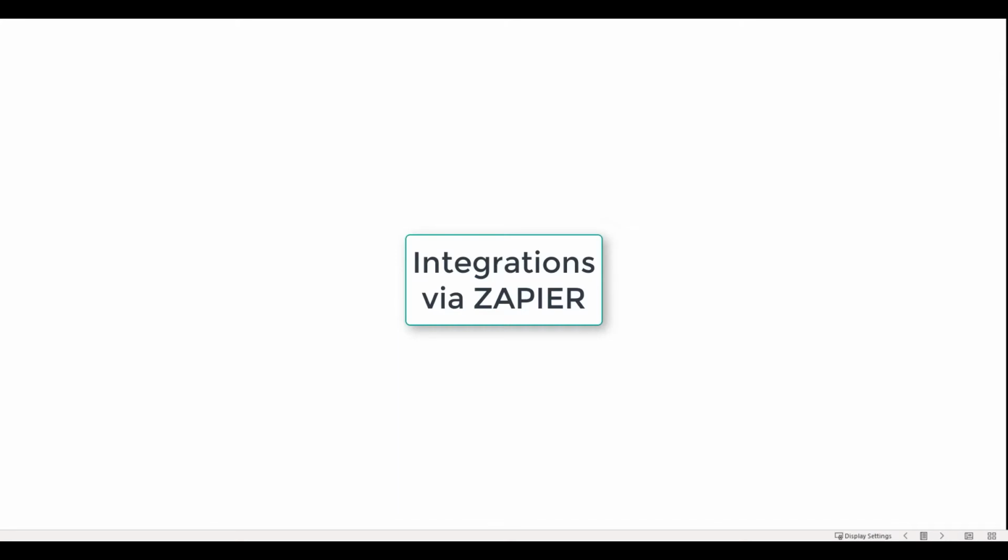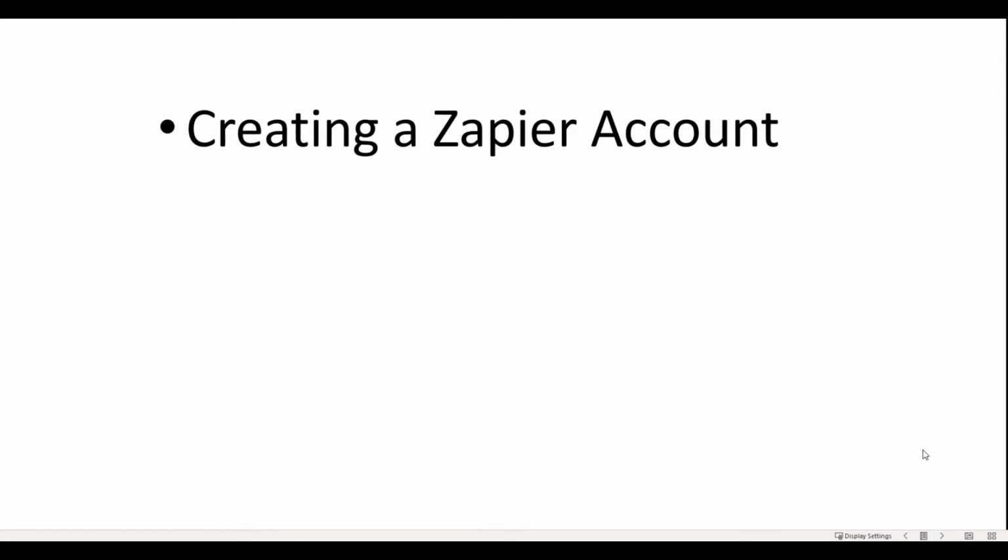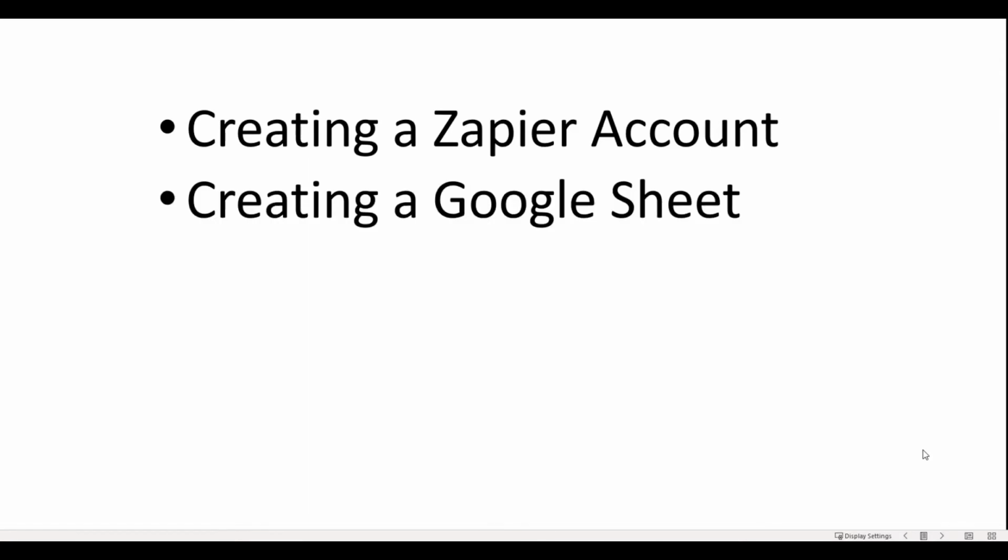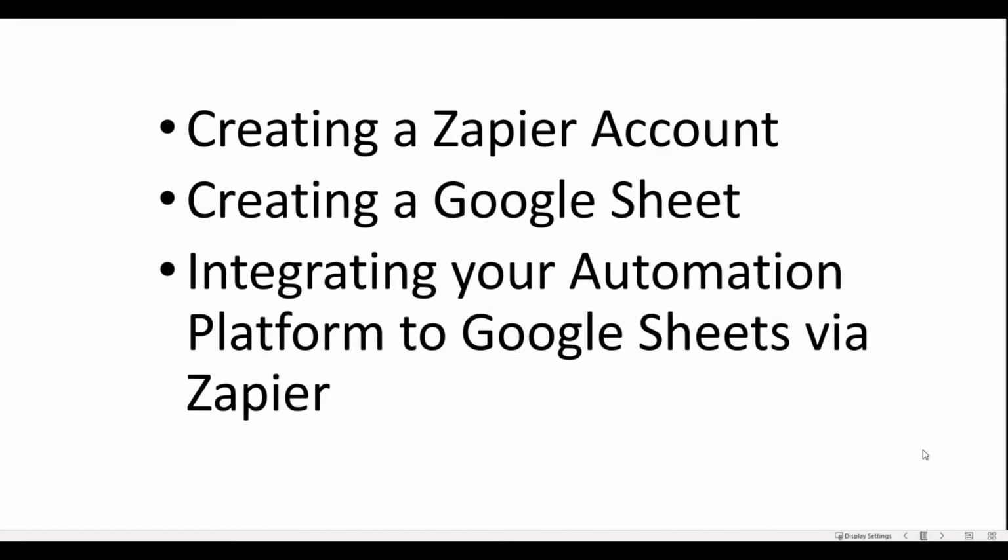In this video, we're going to look at how to integrate your automation platform with other platforms via Zapier. There are a lot of different ways you can do this. This example is going to show how to pull the data out of your platform through Zapier into a Google Sheet. It could go to different places other than a Google Sheet, but this is the example we're using. What we're going to cover is creating a Zapier account, creating a Google Sheet, and then integrating your automation platform to that Google Sheet via Zapier. So let's dive in and get started.